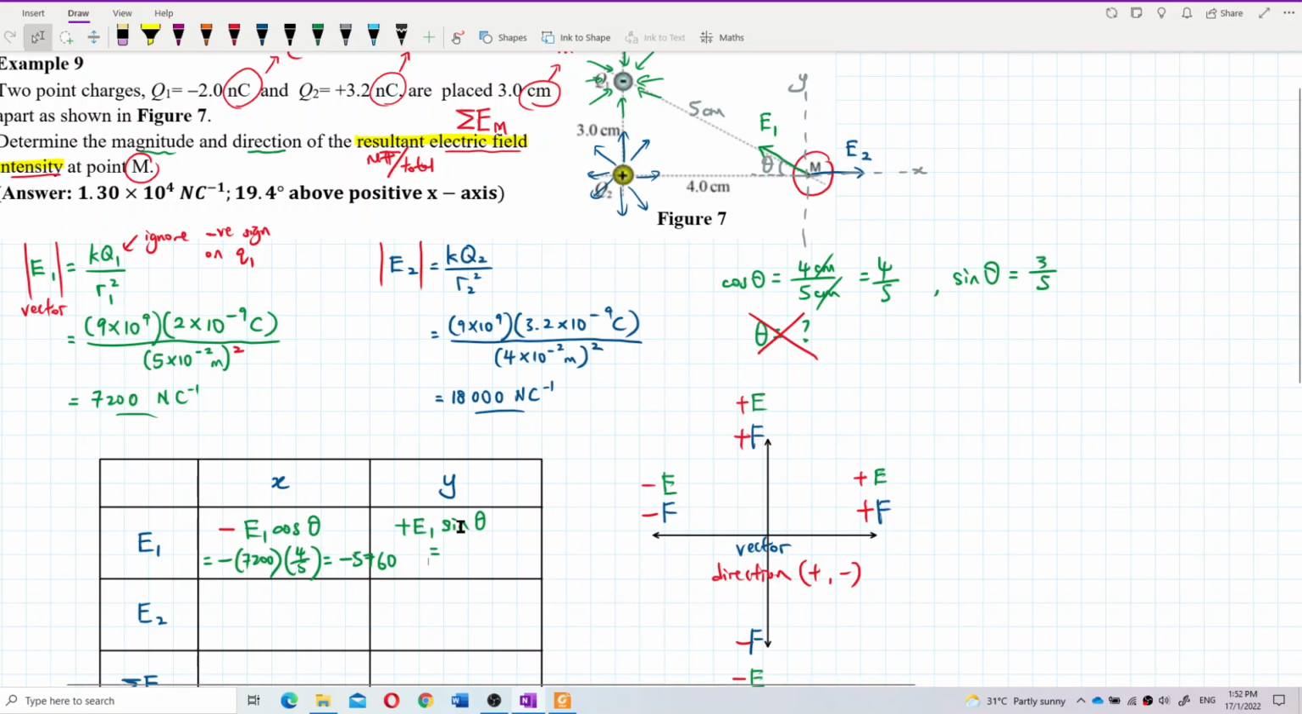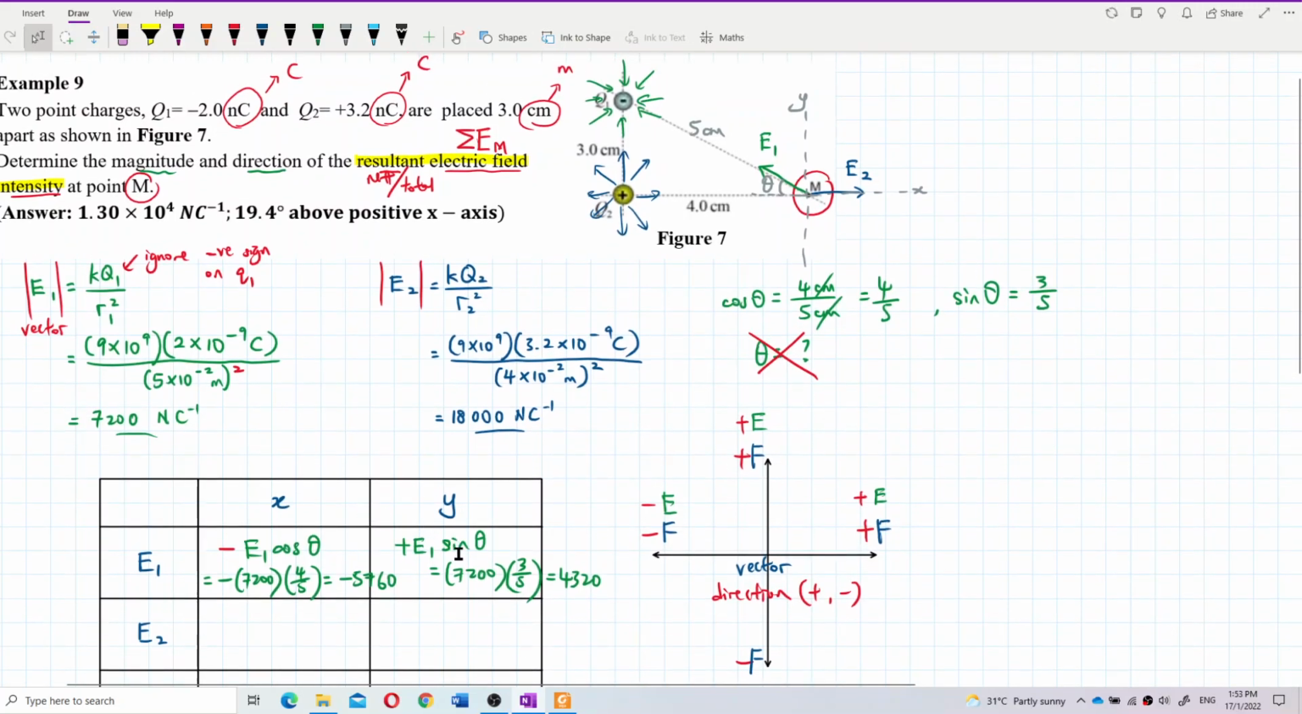Now how about the y component? The y component is 7200 multiplied by sine theta. Sine theta is 3 over 5. 7200 multiplied by 3 over 5 is 4320. That's the y component. Very easy.